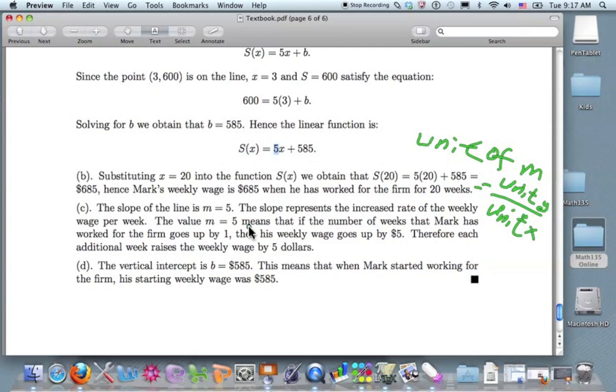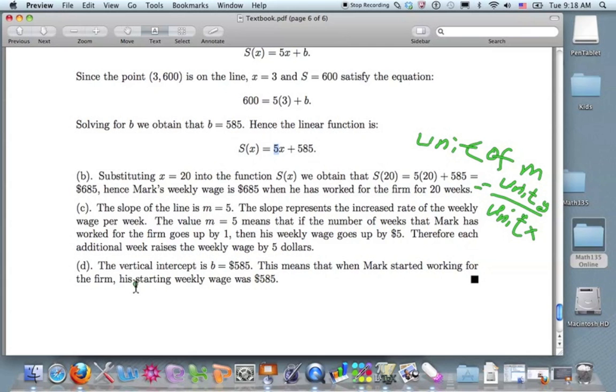So what's the meaning of the slope 5? If you look at this equation, you realize that for every additional week Mark has worked, his weekly wage will go up by $5. We will have more examples in the problem solving section.